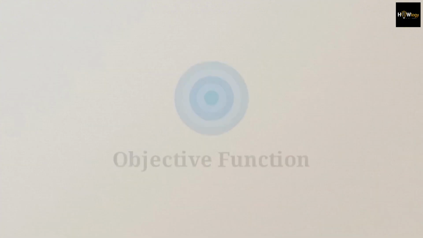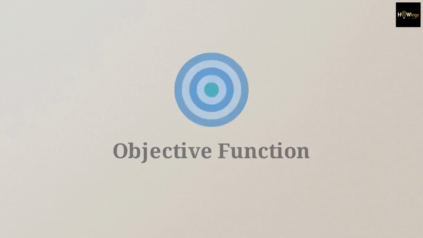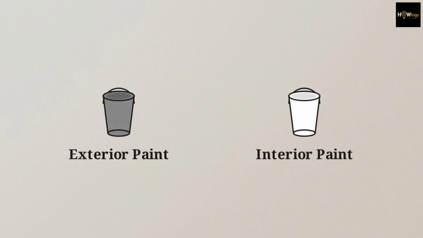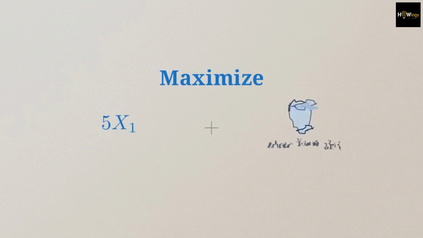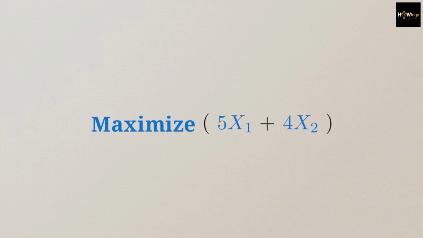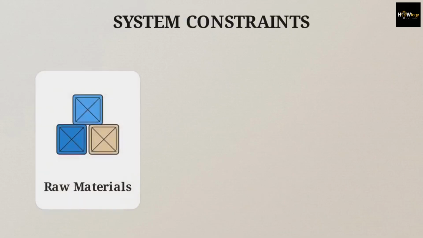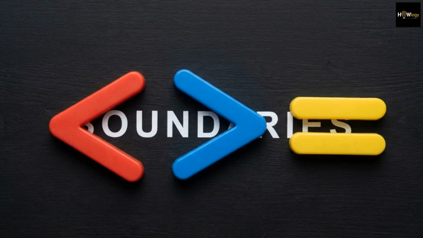The first step in linear programming is defining the ultimate goal, which mathematicians call the objective function. Here, maximizing our daily profit translates perfectly into a target equation. Maximize 5 times the exterior paint plus 4 times the interior paint. Next, you have to account for reality. Every limit on raw materials, labor hours, and market demand is written out as a mathematical inequality.